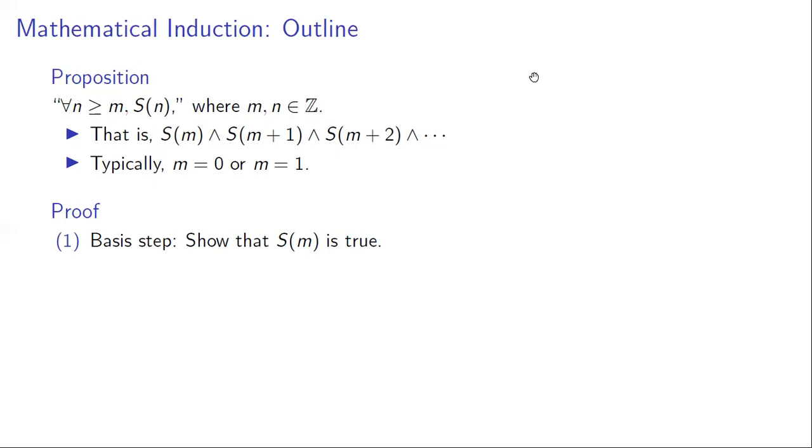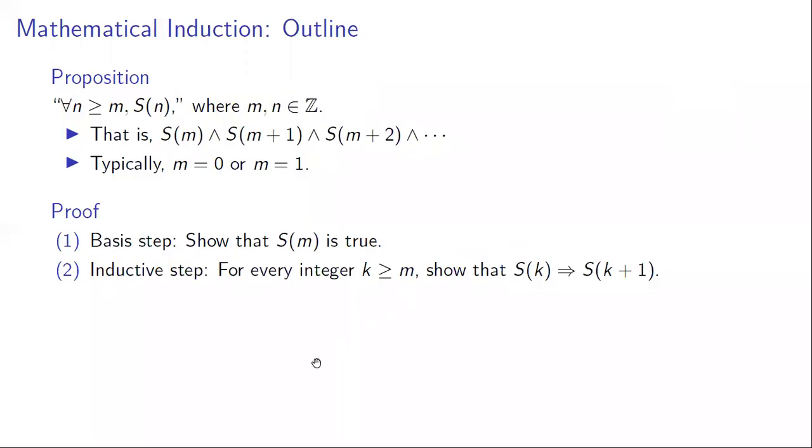Step two, we'll call the inductive step. In the inductive step, what we're doing is the following. What we want to show is that for every integer k that is greater than or equal to m, if S(k) is true, then S(k+1) must be true as well. In other words, we're showing that if we know S(k), then it must be the case that S(k+1). We're going to see that these two steps together will prove the proposition.